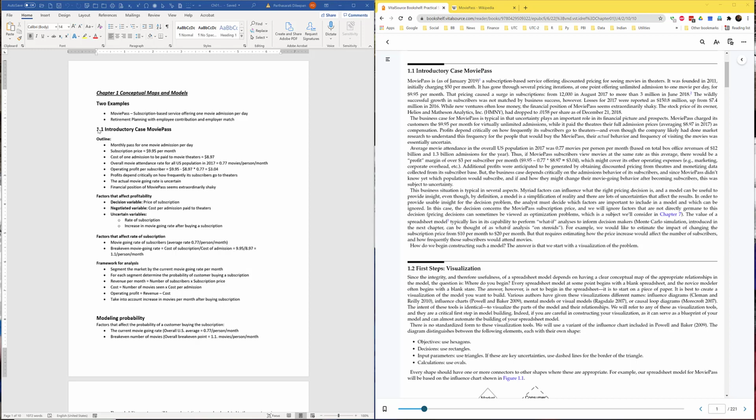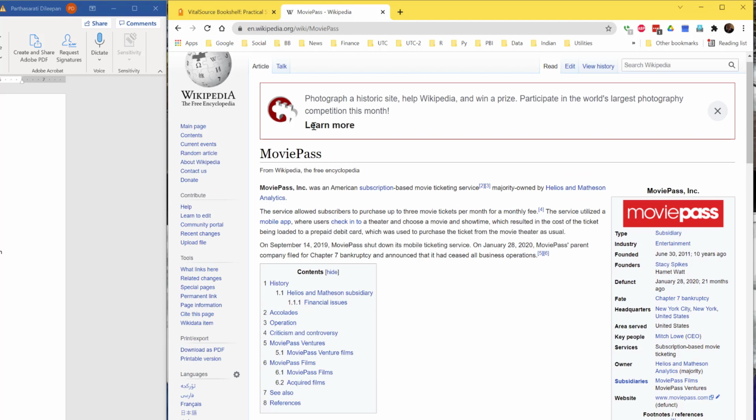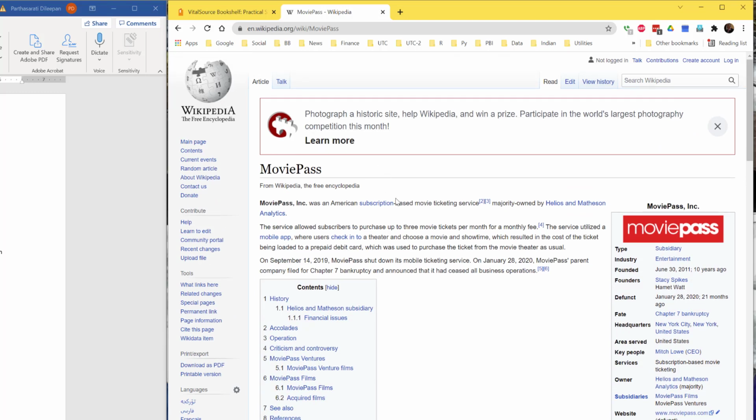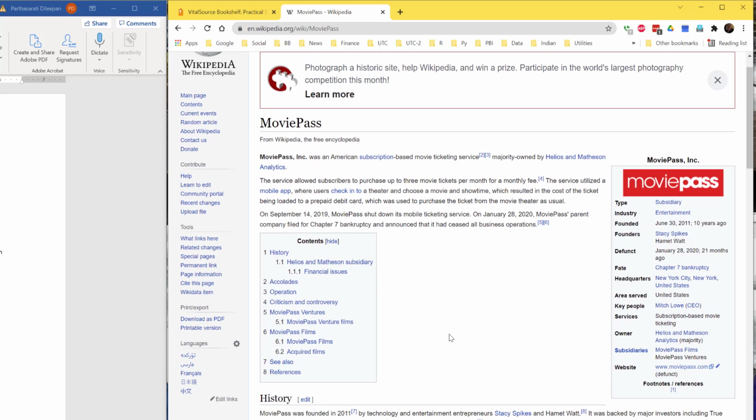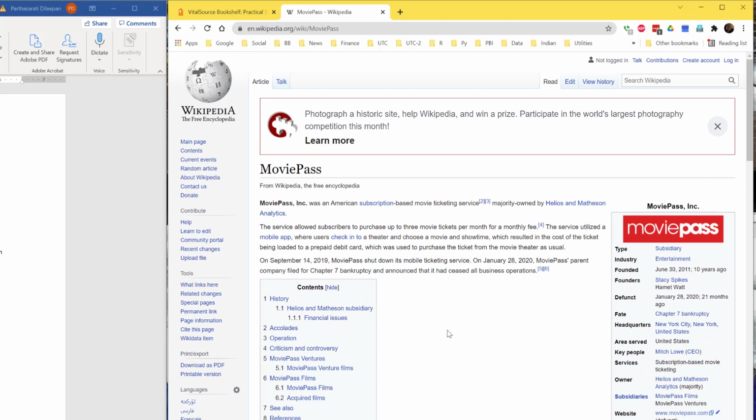Okay, so let's get started with the first case, which is the MoviePass case. MoviePass was a company. Here is some information about MoviePass in Wikipedia. It's a defunct company. It filed for bankruptcy in January of 2020, and the business model was to sell subscriptions to customers, and the customers would then be able to go to movies, X number of movies.